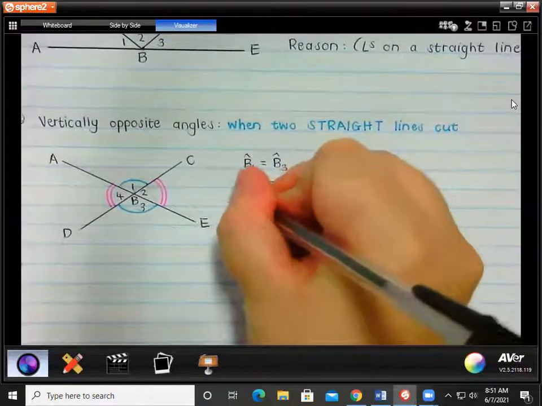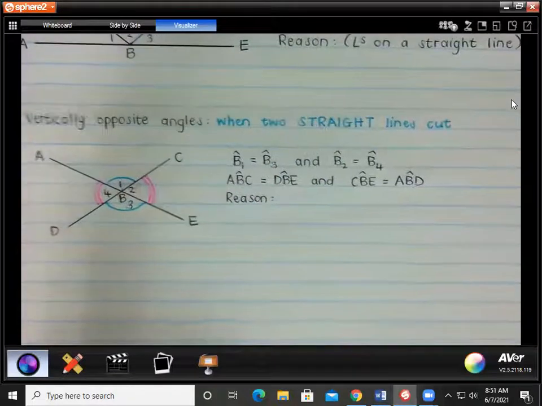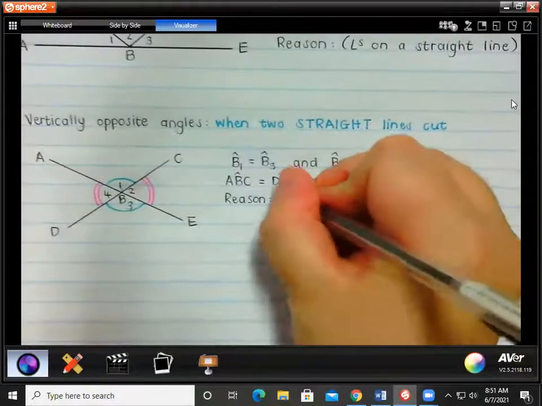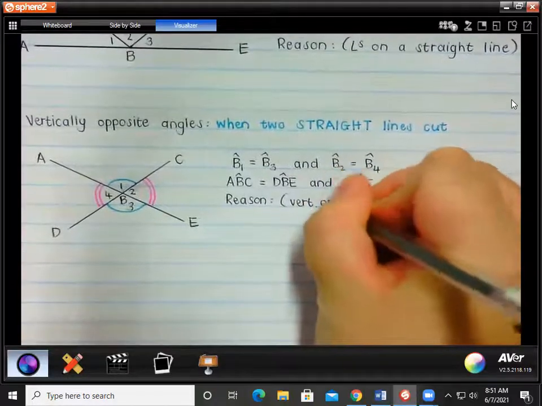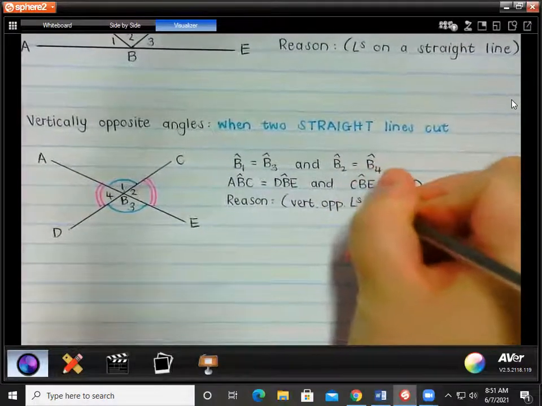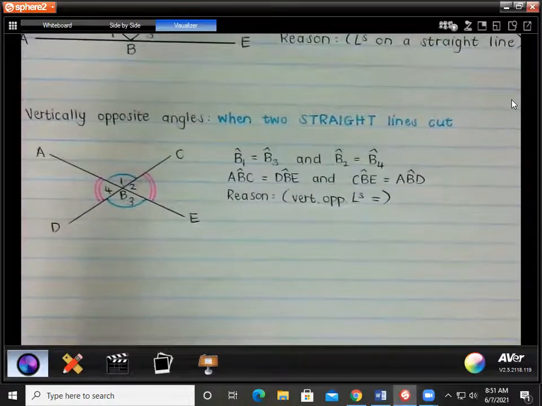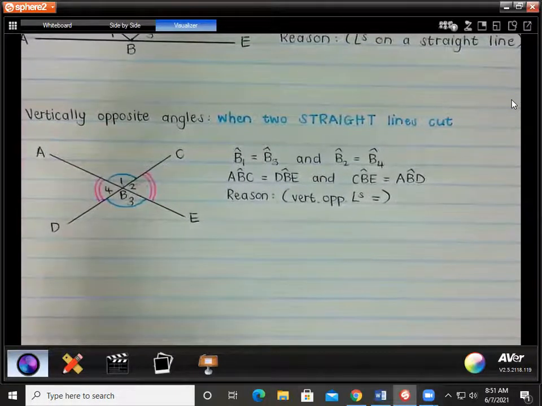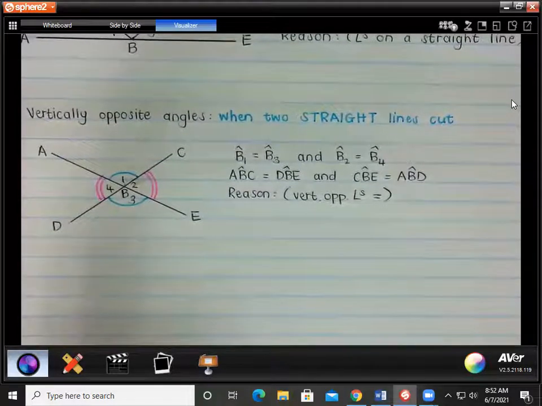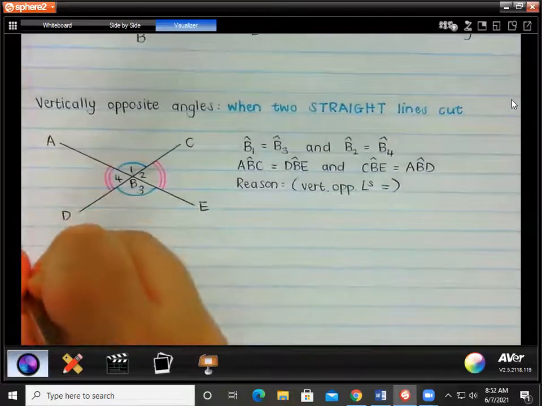Now the reason for this, guys: vert. opp. angles equal, like that. Okay, you are allowed to use those abbreviations, vert. opp. angles equal.